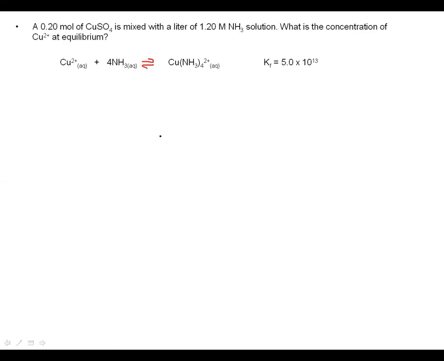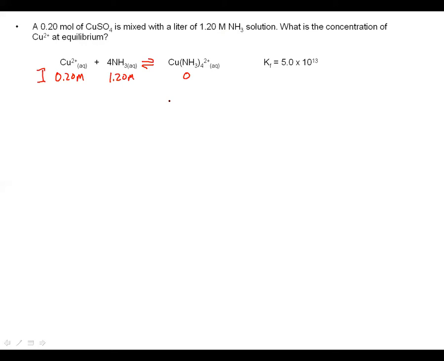So the first thing that you would want is the concentration of each of these in the solution. And again, we're just going to assume everything is 1 liter, so that makes the math easy. So initially here, we'll have 0.2 molar. For our ammonia, we'll have 1.2 molar, and we would have 0 here.